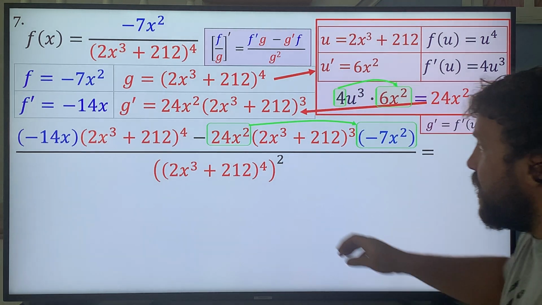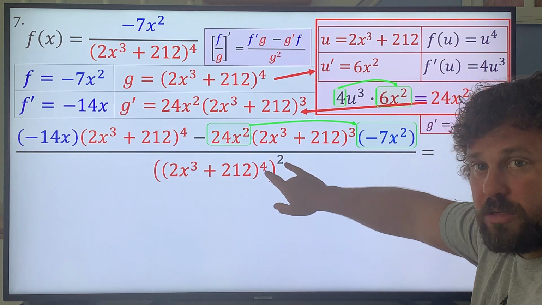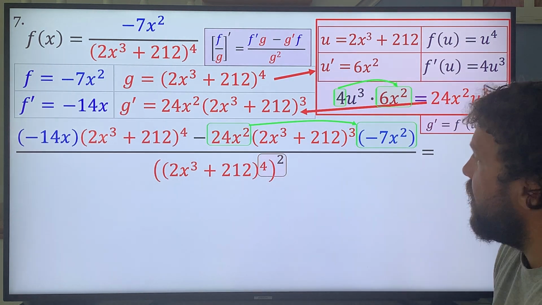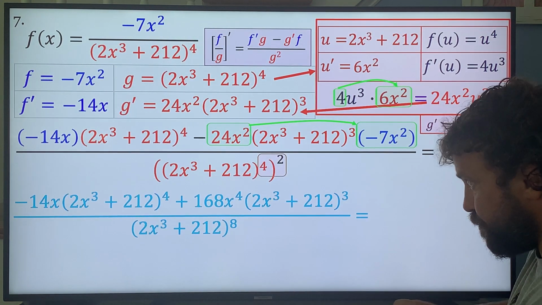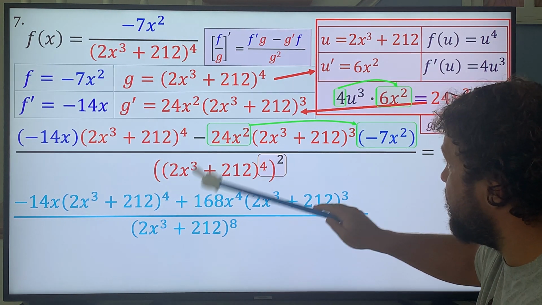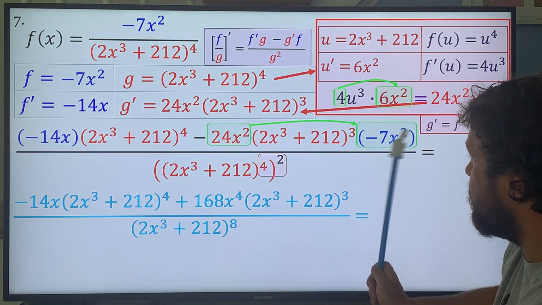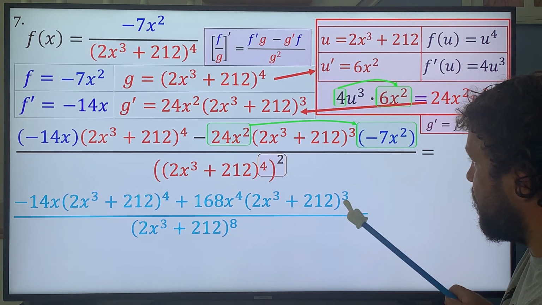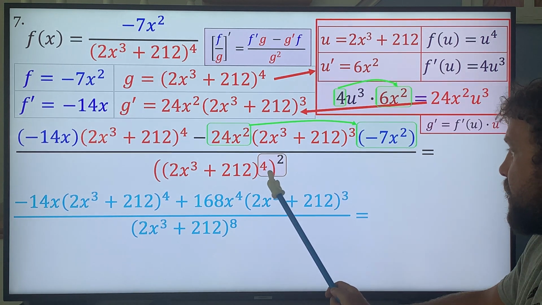So we can reduce that. We can also raise a fourth power squared. That means you multiply 4 times 2 is 8. All right? Oh, there it is right there. So when I multiply these two, 24x squared times that, I end up with the beginnings the same. Now this becomes a plus because it's two minuses, 24 and negative 7, and negative 24 is 168. X squared and x squared is x to the fourth. This stuff to the third, all over 2x cubed plus 212x to the eighth.